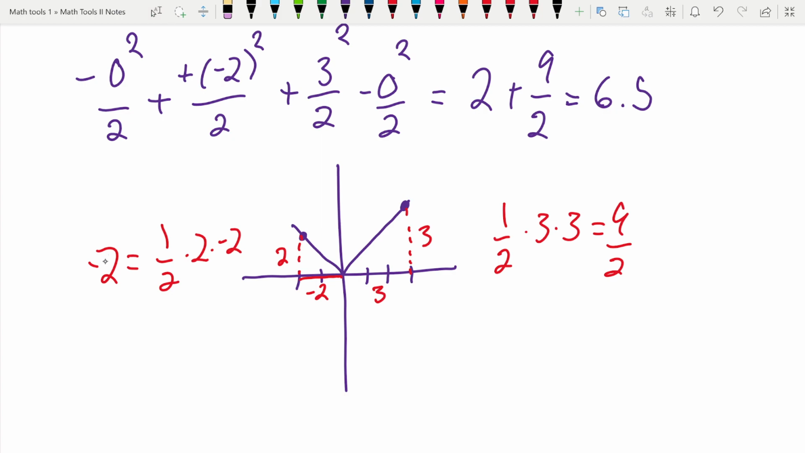Oh, and I'm sorry. This should be a positive 2, because even though it is on the negative x's, we're still going to the right. Like we're going from negative 2 to 0. So that still makes it positive. The sign of this is about the direction, not about the side. The sign of the height is about whether you're above or below the x-axis. Okay. So yeah, this should be positive still. So that's why we do end up with 6.5.